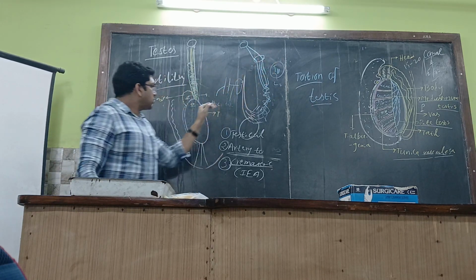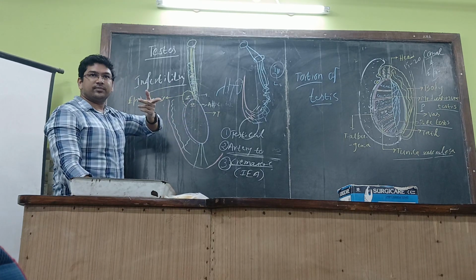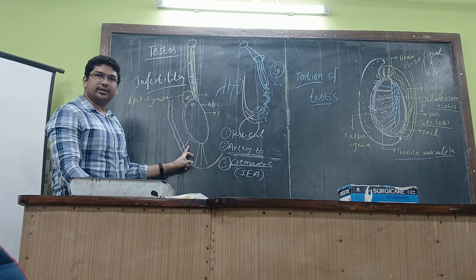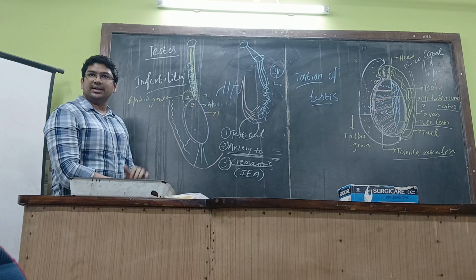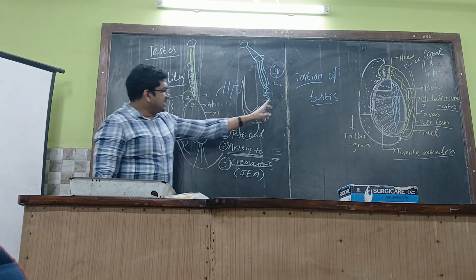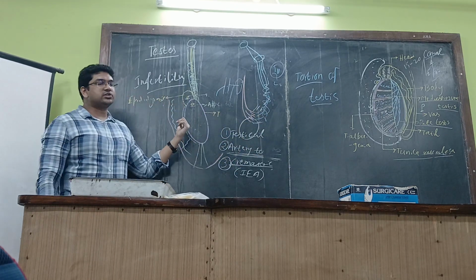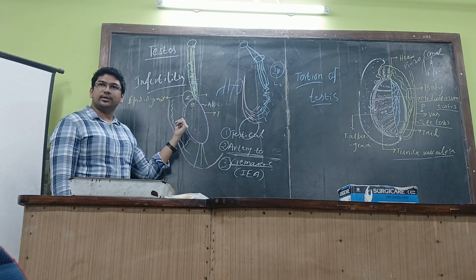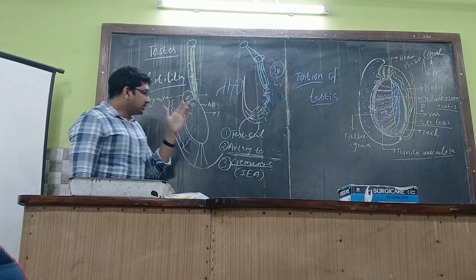Okay. So the torsion of the testis is an emergency. Otherwise, the patient will be losing his testis over here, ultimately resulting in infertility again. Getting it? Varicocele is one cause of infertility, and torsion of the testis is another cause of infertility over here. Understanding, right?